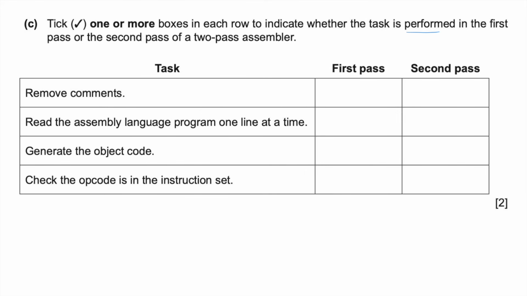So removing comments happens in the first pass. Reading the assembly language program one line at a time happens in both passes, although the approach is different in both passes. We're going to generate object code or machine code in our second pass. We're going to check whether the opcode, meaning something like stow or comp or anything we saw before, is in the instruction set. In other words, if that's part of the assembly language program in the first pass.